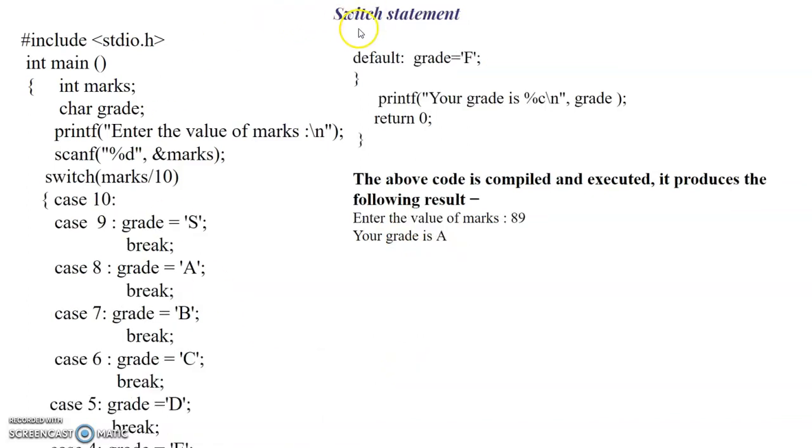The same program I can do with the switch statement with the following code. The same integer marks, character grade, and scanf %d, ampersand marks. Now I use a switch statement on marks divided by 10. If marks divided by 10 is 9 or 10, then I assign grade S and break. Otherwise, if it is equal to 8, I assign grade A; 7, grade B; 6, grade C; 5, grade D; and 4, grade E; and otherwise I assign grade F, and I print your grade is grade. Again, if you run and enter the marks as 89, you will observe that your grade is A.